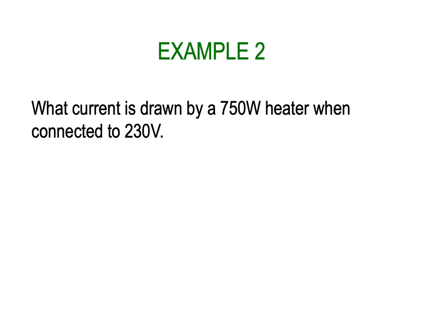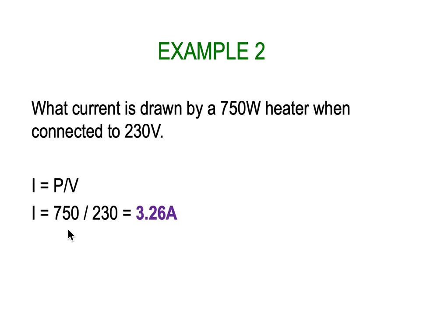Example 2, what current is drawn by a 750 watt heater when connected to 240 volts? So again, we're given power in watts, we're given voltage, and our unknown is current. So we need a formula that deals with current, power and voltage. So again, that is current is equal to the power divided by the voltage.